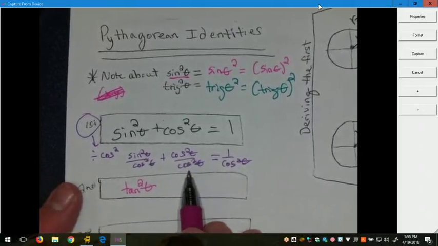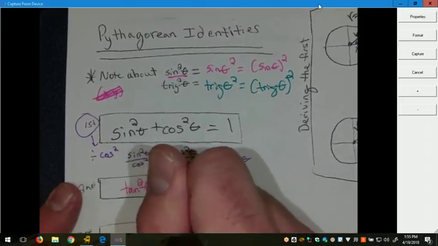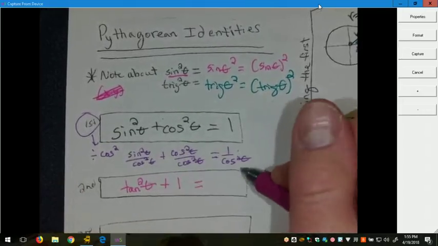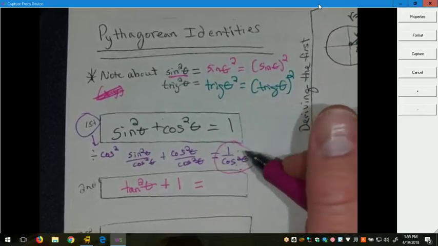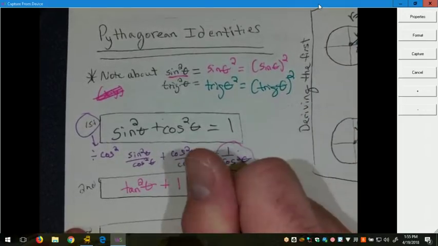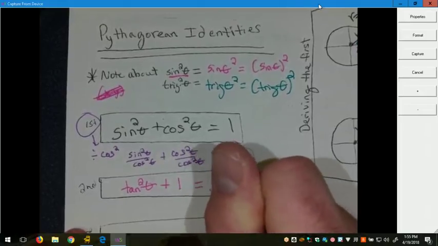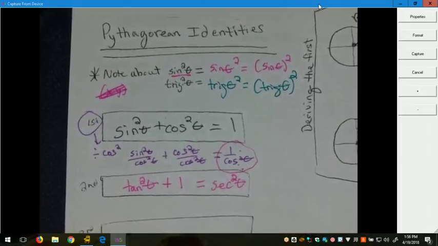Then here, cosine squared divided by cosine squared is 1. And 1 divided by cosine squared is the reciprocal. 1 over cosine is secant, but it's squared. So this is secant squared. This is our second Pythagorean identity.